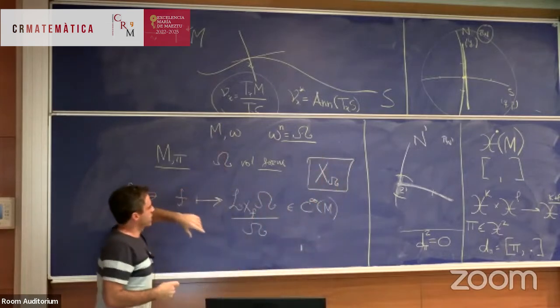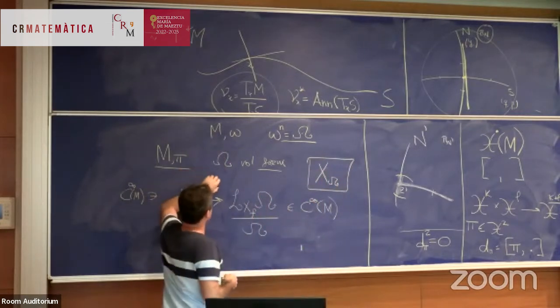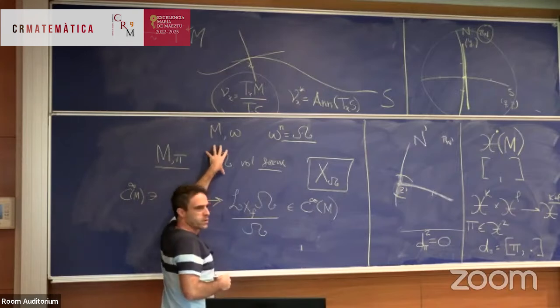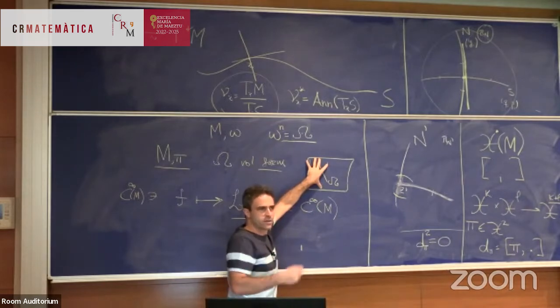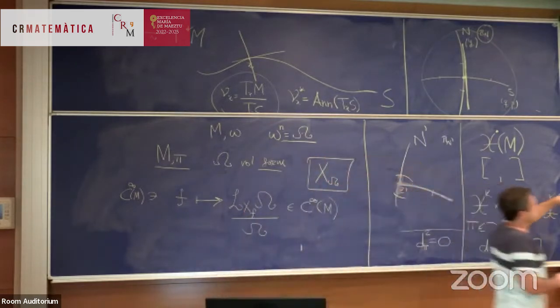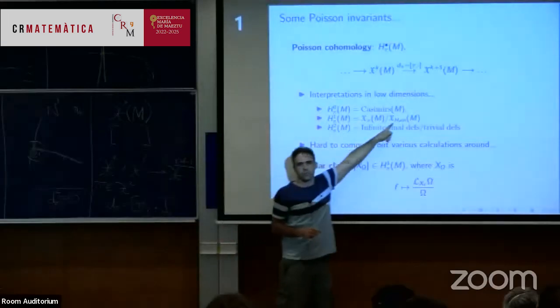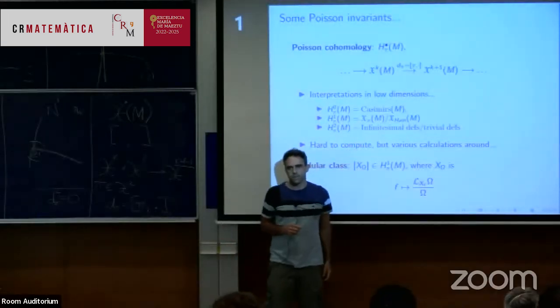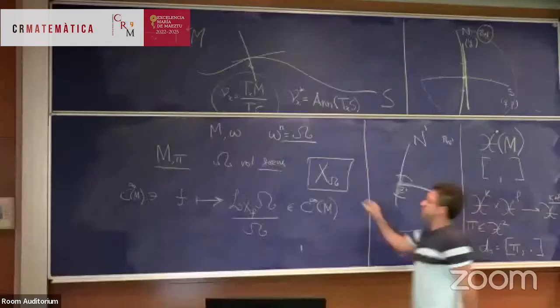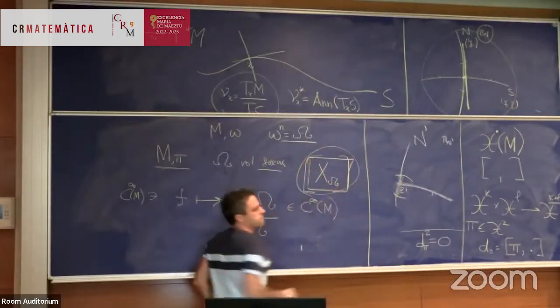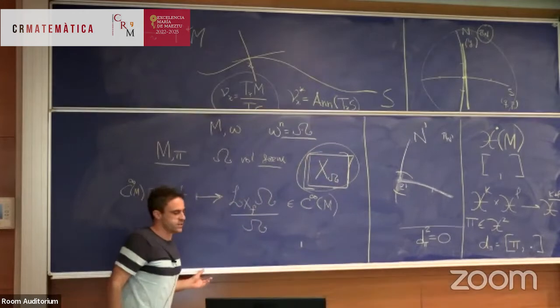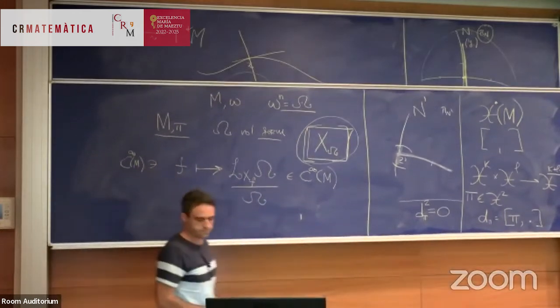Now, what one can show, it's also a result by Weinstein, is that if you change the volume form, you change this by something Hamiltonian. So it doesn't change its class in Poisson cohomology, because that's what H1 is. So it's the modular Hamiltonian vector field. Okay. So this class is well defined.